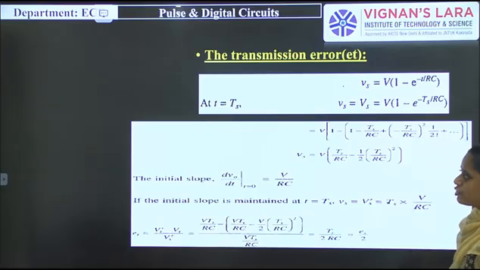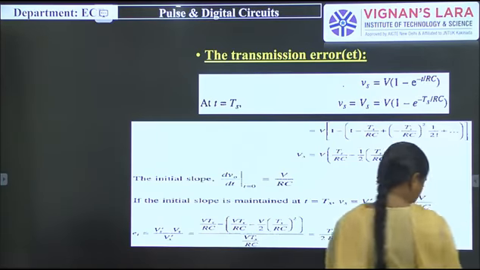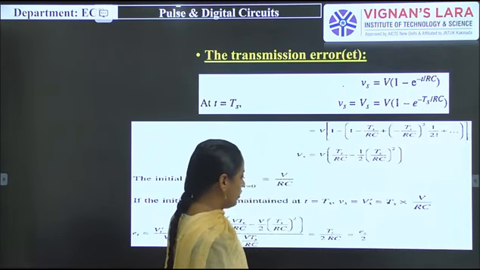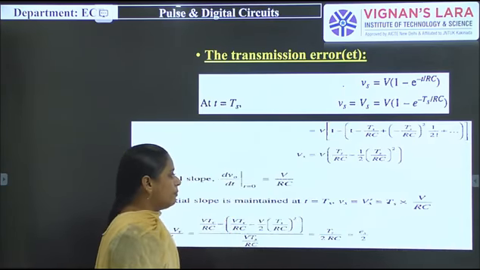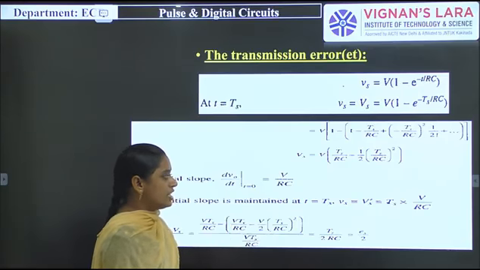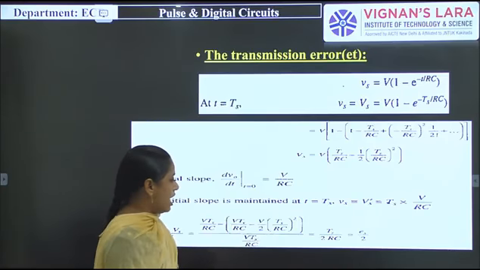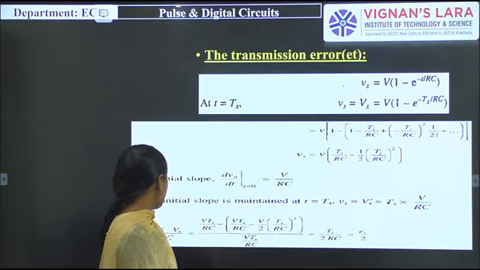And what is the initial slope? That is V by Rc. Simply we say that the initial slope is maintained at t is equal to Ts. So finally the initial slope will be Ts, that is Vs is equal to Vs dash, and Ts into V by Rc. So simply substitute Vs dash minus Vs by Vs dash.